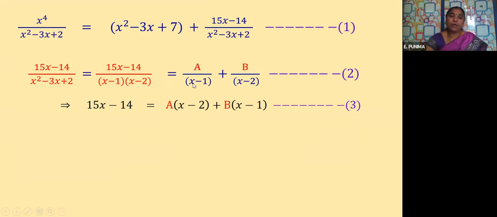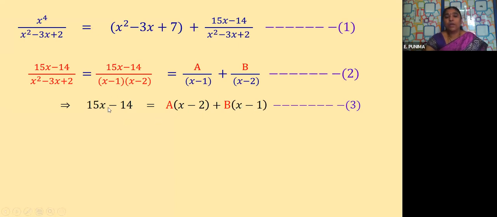Already after taking in many sums we have done, children. After taking LCM, on both the sides the denominators get cancelled, yes or not? So after cancellation, what will be left? Only the numerator terms are left. What is that? 15x minus 14 is equal to a into x minus 2 plus b into x minus 1.